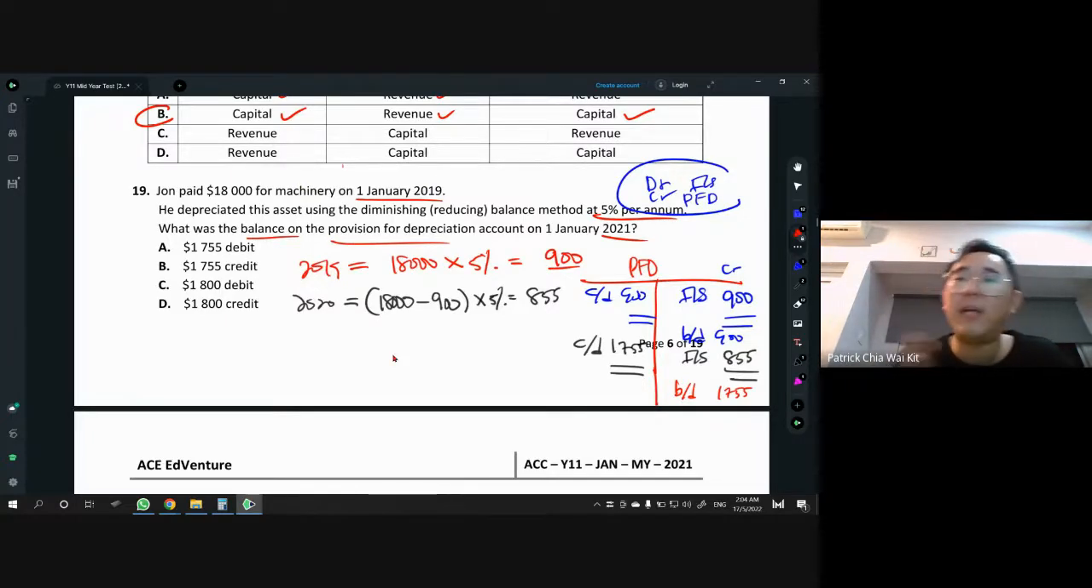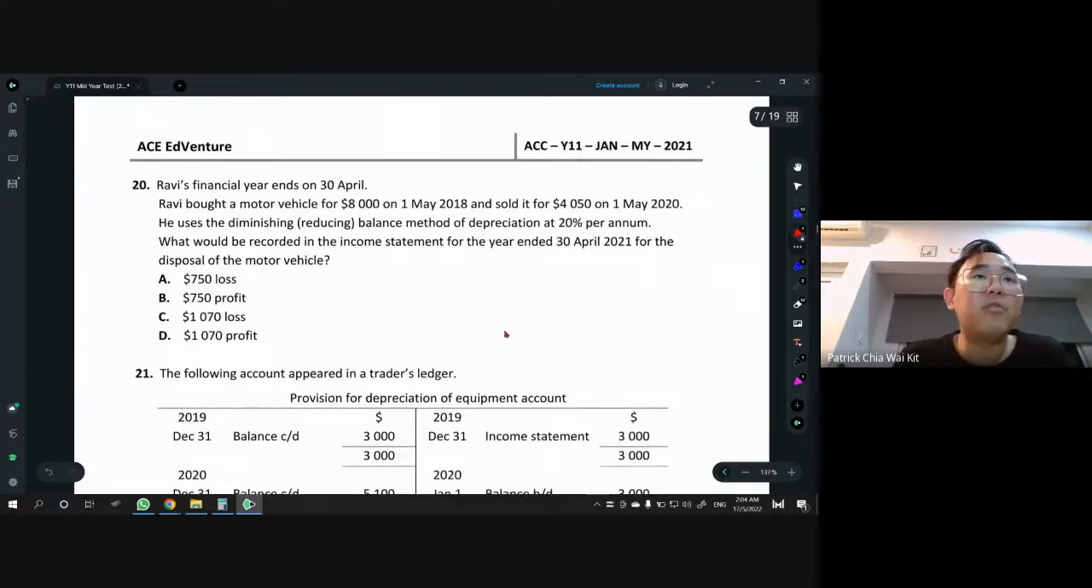Is it left side or right side? It's always right side, because this is a minus asset account. For a minus asset account, balance BD is always on the credit side. So the answer is 1755 credit. We're looking at this one, the red color one. Okay, easy.